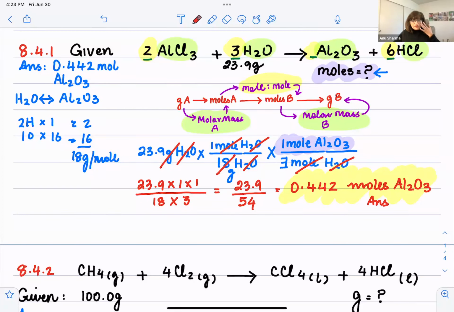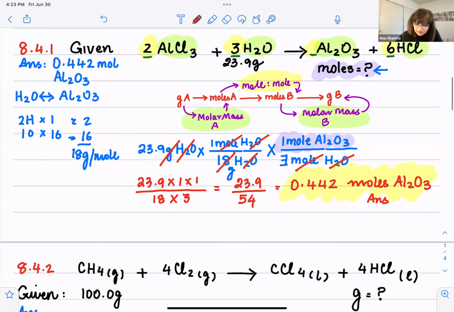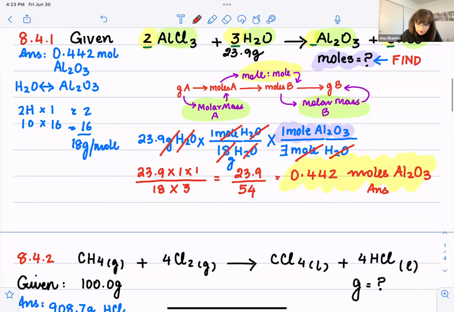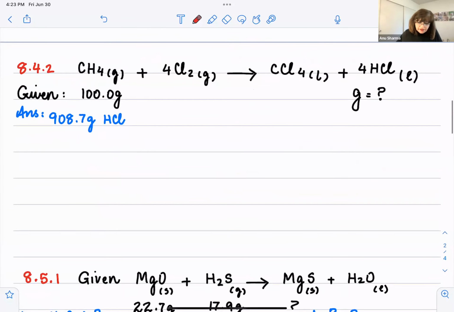Okay, so this is how you will set up the problems where the grams is given and you just need to find the moles. So this is the moles that you need to find. So that's why you didn't do the last step, but you stop here. This is where you stop. So in this case, you can stop here because that will just give you the moles. Okay, next is the grams.